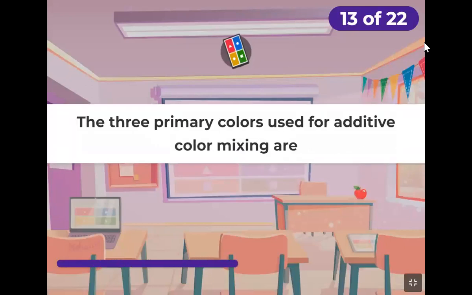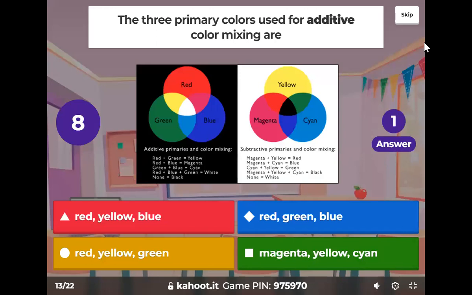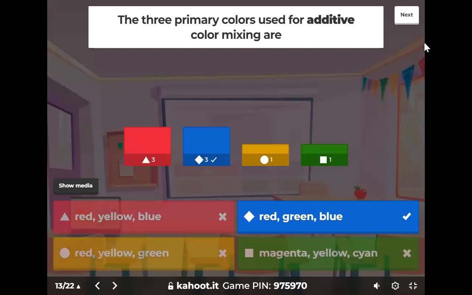3 primary colors for additive color mixing. Yeah, red, green, blue. There you go. RGB. Oh, do I have to bring this picture back? Hey, there's the answer right there. RGB. Colors on your cell phone.